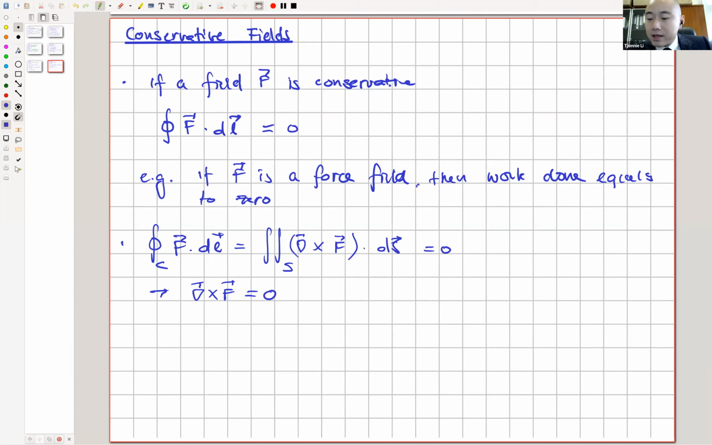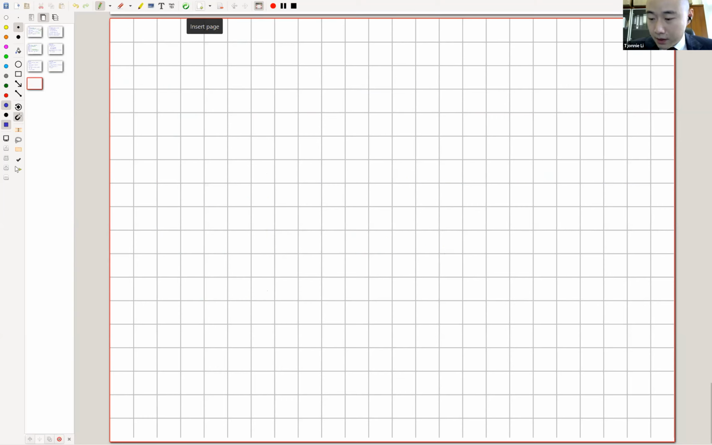Okay, so indeed, if the curl of a particular field is 0, then I'm dealing with a so-called conservative field. Any questions? Okay. If not, then let's move on.